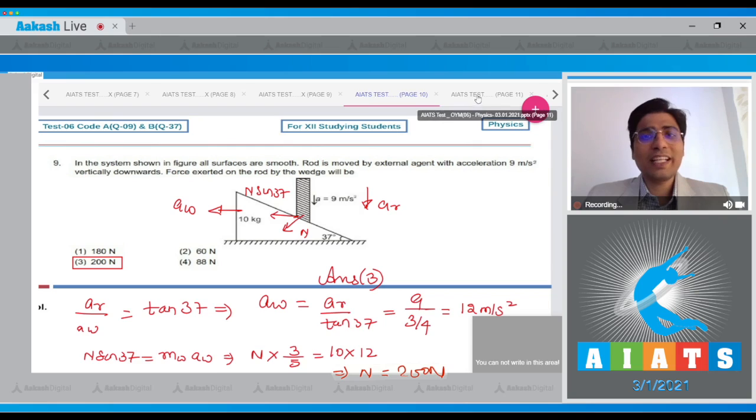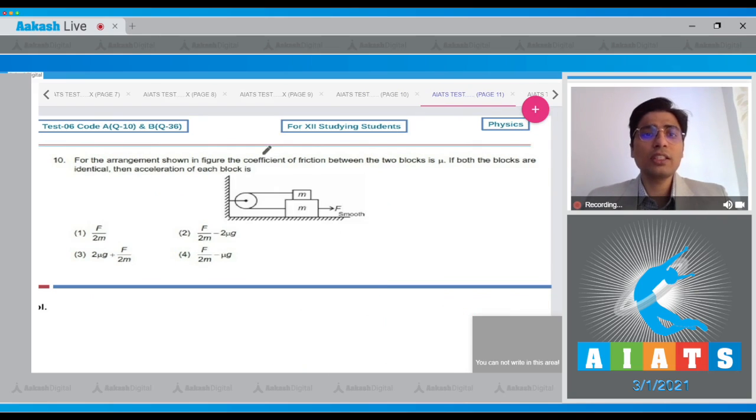Now moving on to the question number 10. In question 10, for the arrangement shown in the figure, the coefficient of friction between the blocks is mu. If the blocks are identical, then the acceleration of each block has to be calculated.